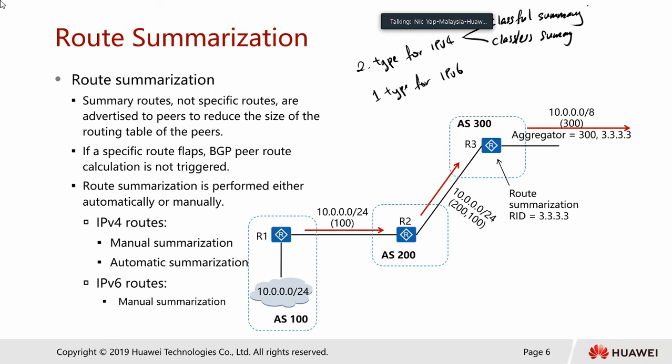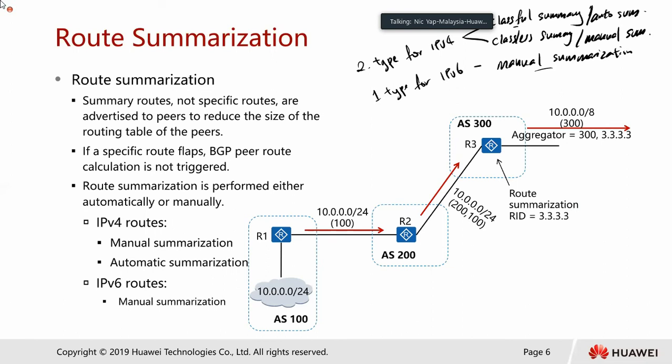The difference between these two: this one we also call an auto summary. This is a manual. One is auto summarization, the other one is manual summarization. So there are 2 different types of summarization that can be done for IPv4. IPv4 can support classful. But for IPv6, they have no classful addresses. They do not have any classful addresses in IPv6. That's why in this case, they only support manual summarization. They can only provide manual summarization for IPv6. So these are the 2 different types of summarization in BGP.